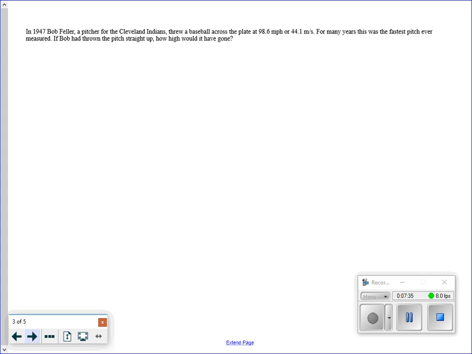All right, so some of the key things here, right? It's always good to be able to decipher the questions. That's going to be my initial velocity. And if he throws it straight up, how high would it have gone? Well, you know, at the peak of flight, the velocity is going to be 0, right? And we are really trying to figure out delta x. We're trying to figure out how high it honestly goes.